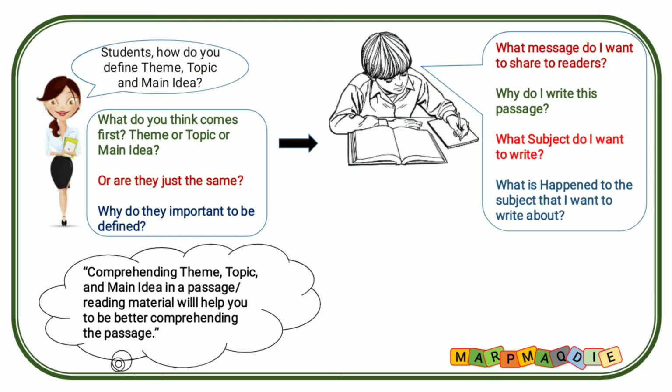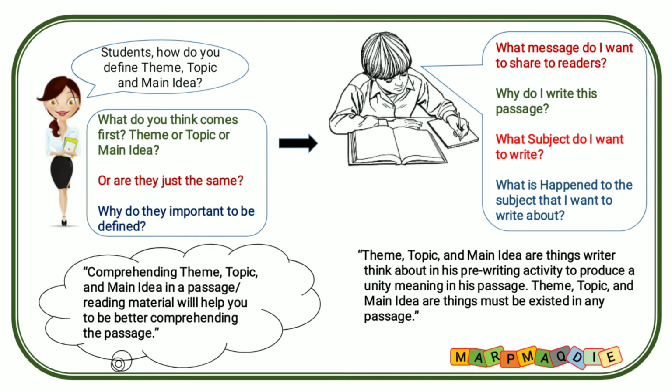When you have the main message that you want to convey in your writing, and when you have the reasons why you have to write it, of course the next thing that you have to decide is in what area or in what case I want to do this writing. And then the next is, what happened to the subject that I want to write about, or what makes this subject important to be discussed or to be explained. That's it.